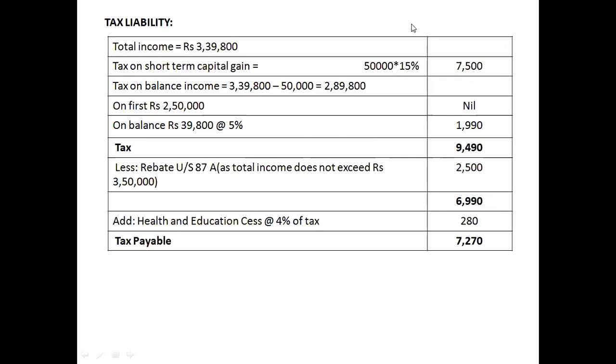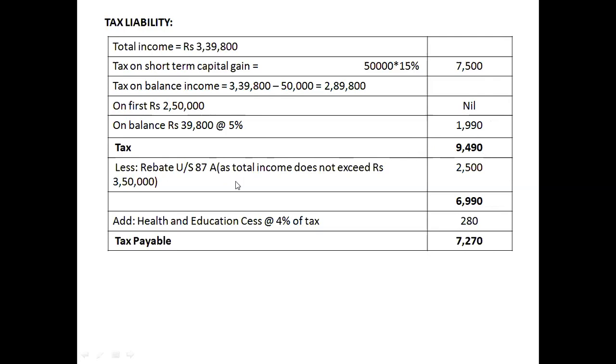Now 3,39,800 minus 50,000 gives 2,89,800. Out of this 2,89,800, you should always use the slab rate. The first 2,50,000 is nil, and the remaining balance, 2,89,800 minus 2,50,000, is 39,800 at 5%. That will be 1,990. So what is the tax liability you arrive at here? That is 7,500 on the short-term capital gain, plus 1,990 on the taxable income.